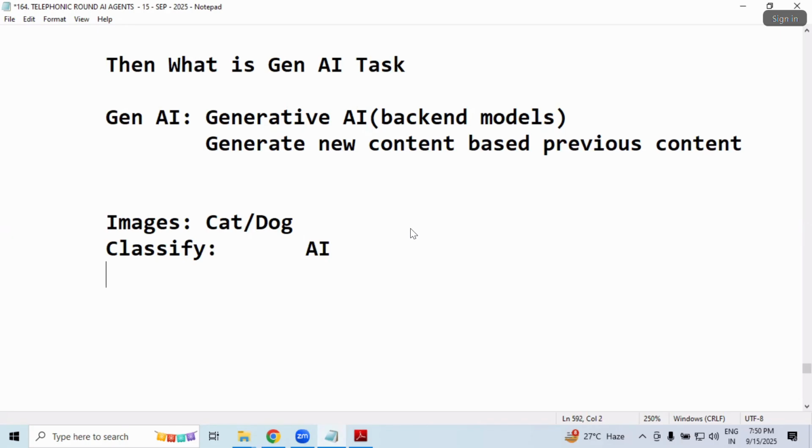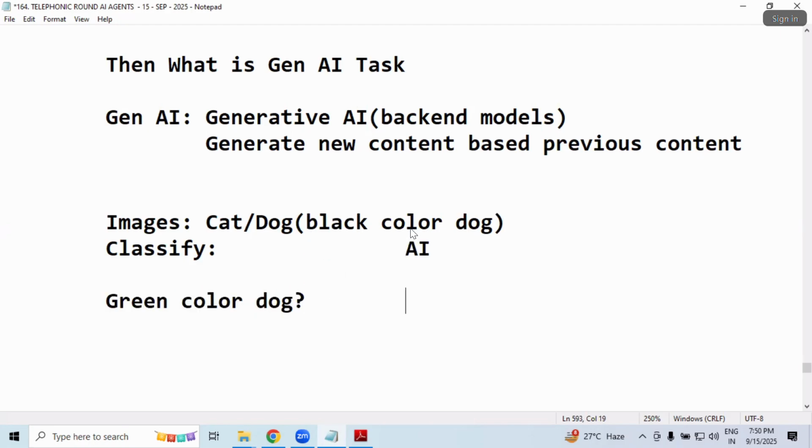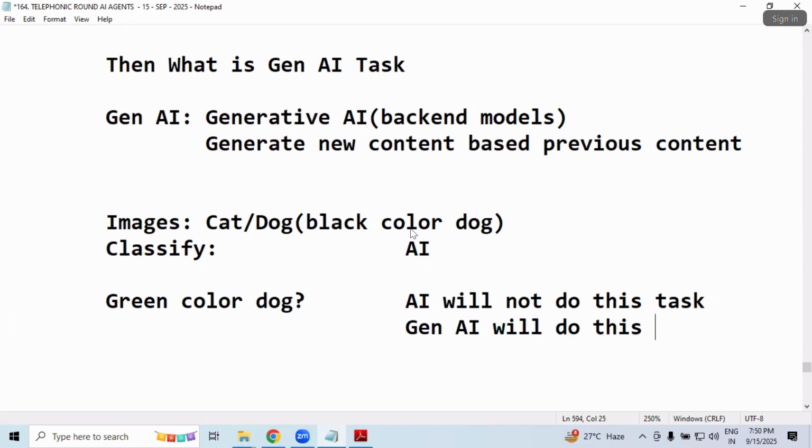But think of a problem where I want to color it green. Above, the original image is a black dog, but we need it in green. Who will do this? AI will not do this task. Gen AI will do it. That's what you need to understand.